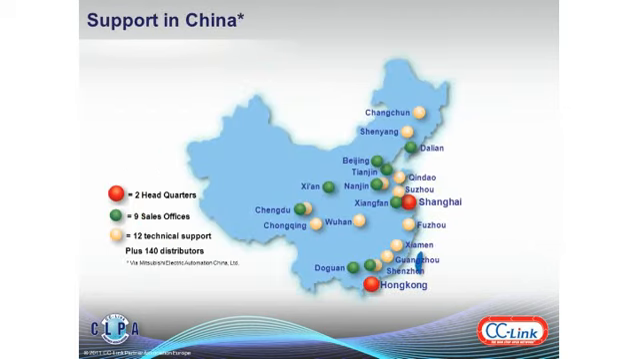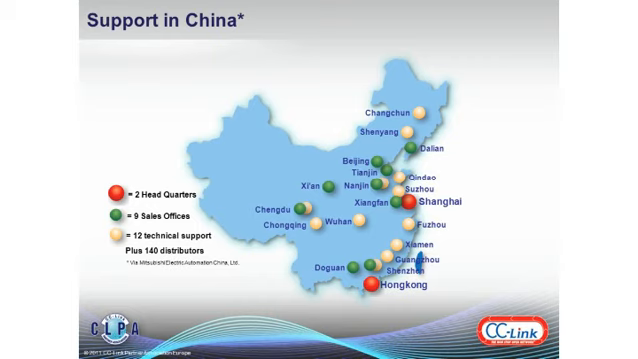Let's also take a look at how you can expect to receive support when you're in the Chinese market. This map shows that there's a fairly comprehensive network of support throughout China. There's over 20 different locations throughout China where either CC-Link itself has an office through the CC-Link Partner Association, or one of our key partners such as Mitsubishi Electric has a local presence.